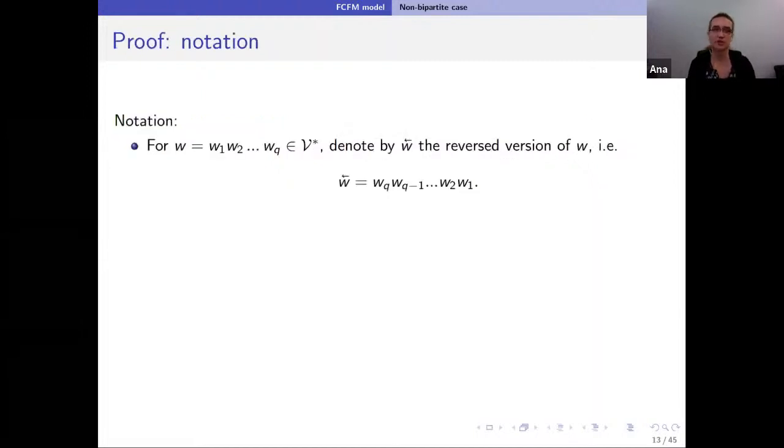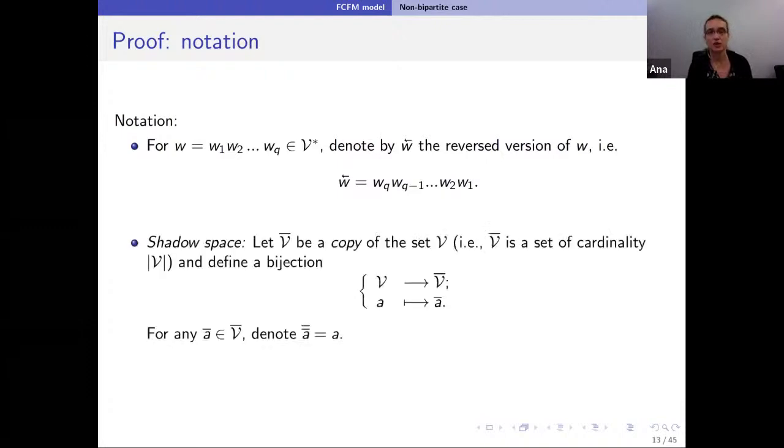So let me just guide you through the main ideas of the proof. For any word, we will denote the reversed version of the word by an arrow that goes to the left. We will introduce a copy of our item set that we'll denote by a bar. For any item in V, think of it as a shadow item in this copy space. A shadow of a shadow is the item itself. And we will denote by bold V the union of these items and shadow items.